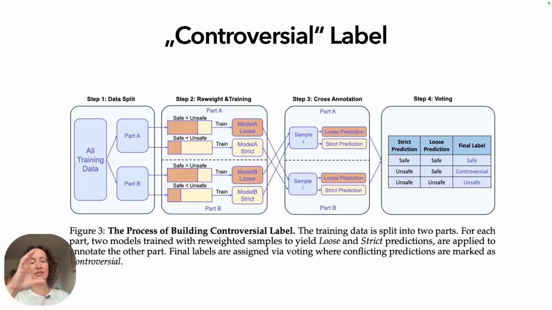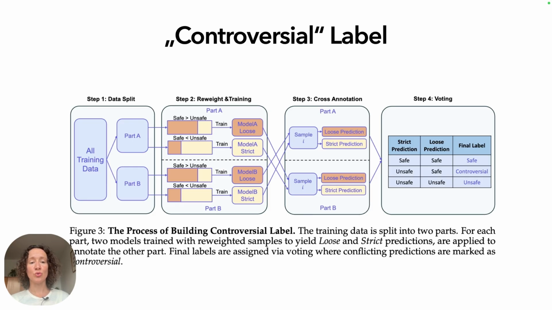And we can see here with each model, with each section of the data, they trained what they call a loose model and a strict model. Now, a loose model saw a lot more safe examples than unsafe, so it has a bias towards safe, right? It's going to have seen a lot more examples of safe data, and therefore it's going to skew a bit towards safe. And then we have what they call a strict model, which is going to skew towards labeling more things as unsafe. It saw a lot more unsafe examples.